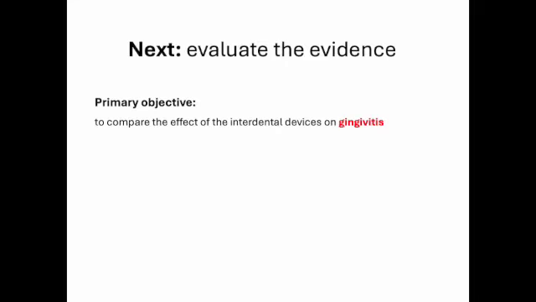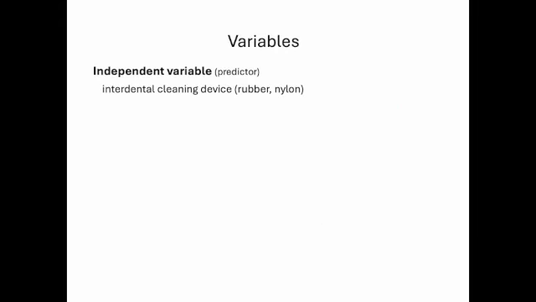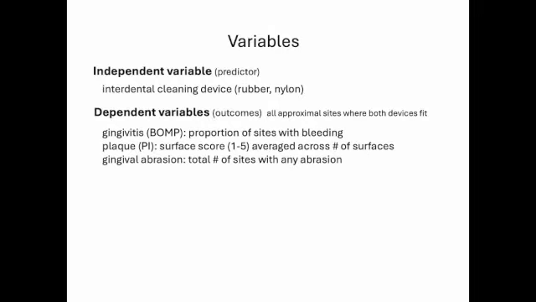Now we're going to evaluate it. The primary objective was to compare the devices on gingivitis. That's the main thing they were interested in. But they also wanted to look at plaque and gingival abrasion. They also looked at the patient's perception, the subject's perception of these two devices. Independent variable, what's the predictor? The device, rubber or nylon. Dependent variables, these are their outcomes.